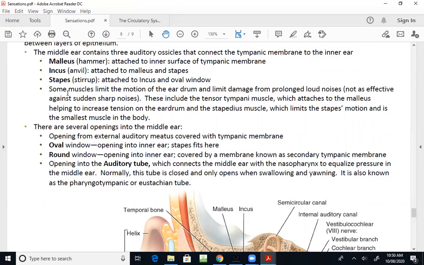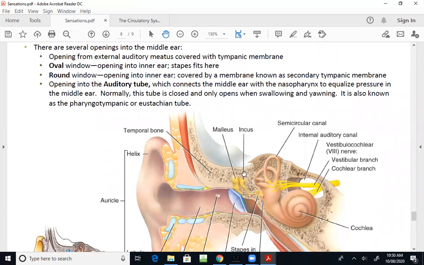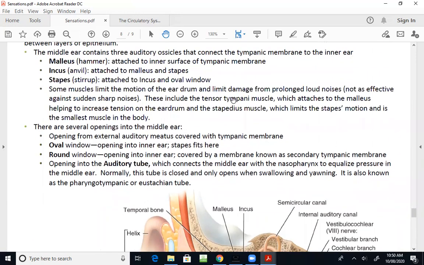Some muscles limit the motion of our eardrum and limit damage from prolonged loud noises. Unfortunately, they're not as effective against sudden sharp noises. They're so small we don't even show them in the picture. But that includes the tensor tympani muscle attaching to the malleus, which increases tension on the eardrum, and the stapedius muscle, which limits the stapes motion and is the smallest skeletal muscle in the body.